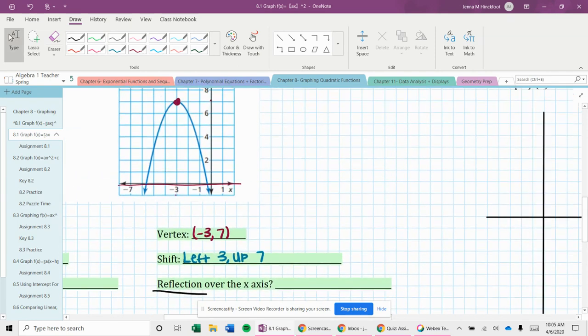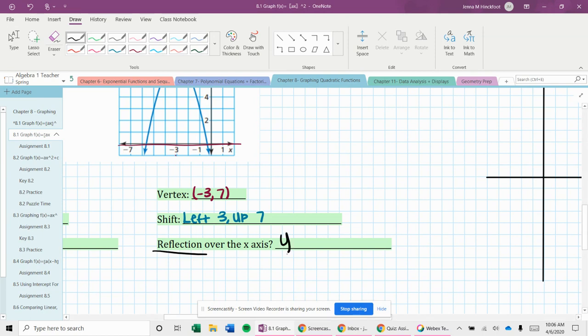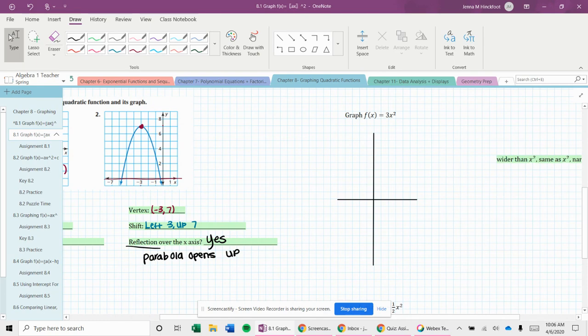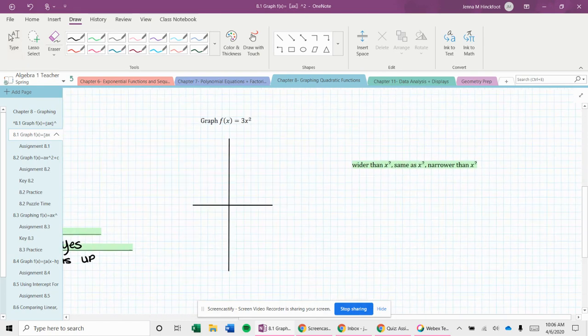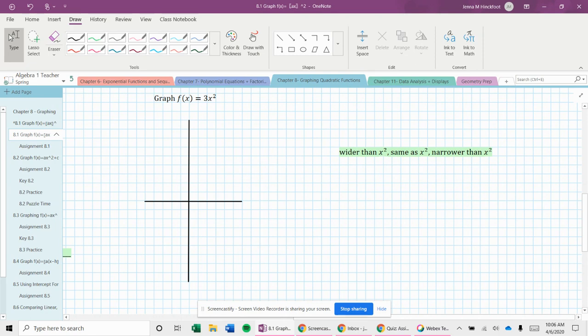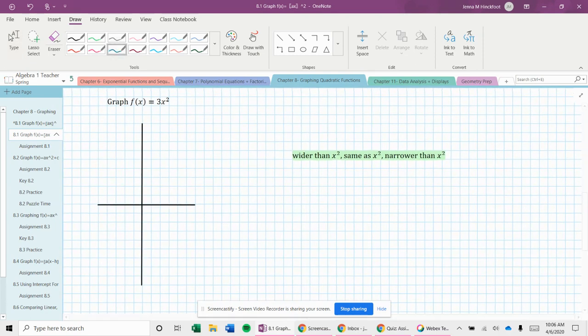Now reflection over the x-axis, your answer would be yes, because now your parabola opens down. Okay, and that is it for identifying characteristics for 8.1. I'm just going to really quickly go over how you would graph these. You're going to have to answer this part right here in your assignment. So let me explain how you know that. And then I'm just going to go over a simple graph. You're not actually graphing, but this way you kind of know what I'm talking about as I answer those.